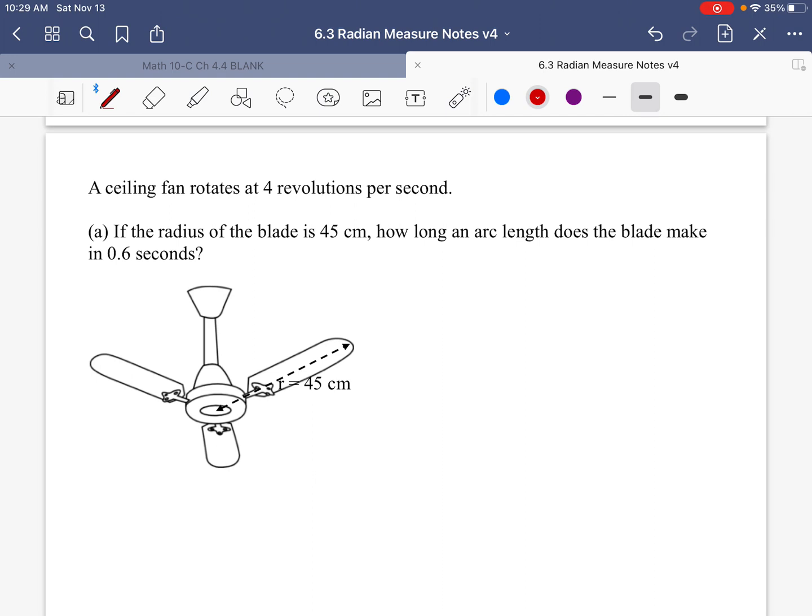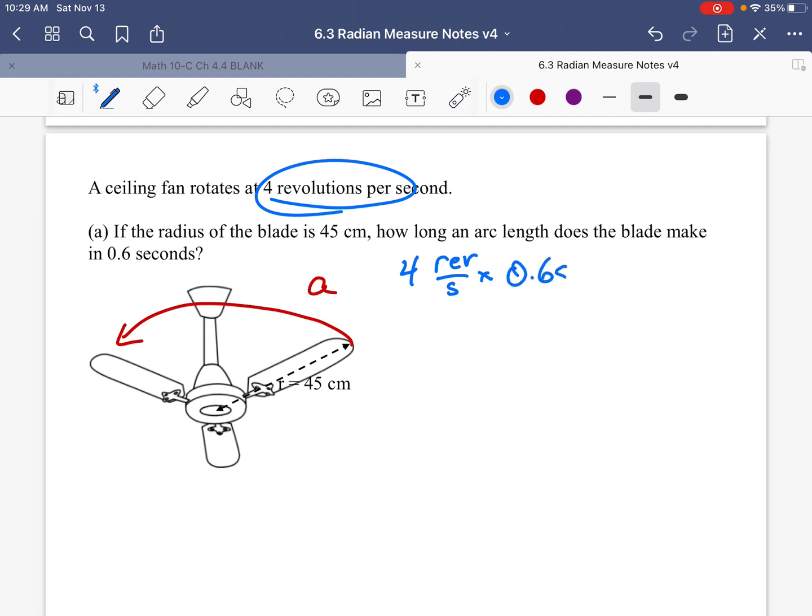A ceiling fan rotates at 4 revolutions per second. If the radius of the blade is 45 centimeters, how long an arc does the blade make in 0.6 seconds? So this is flying this way. It's going to make an arc length A. Now, there's a bunch of ways to do this. The way I'm going to do it, 4 revolutions per second times 0.6 seconds, so that's 2.4 revolutions, or 2.4 circles.